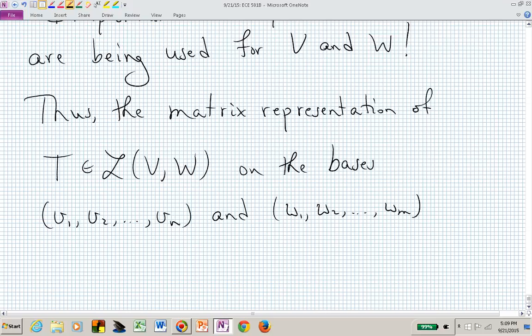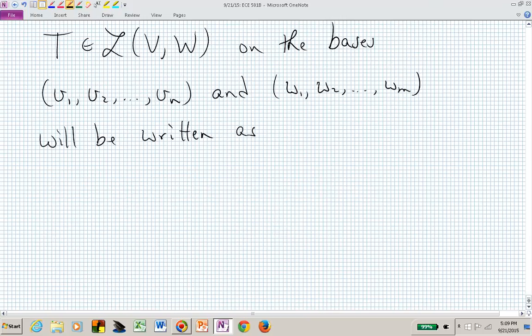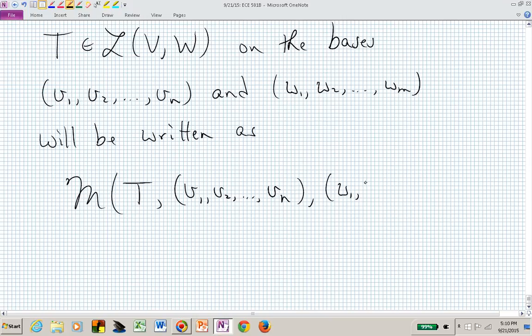And for that reason, the matrix representation of that linear map will be written as script M of T, V1, V2, V sub n, W1, W sub 2, W sub m.